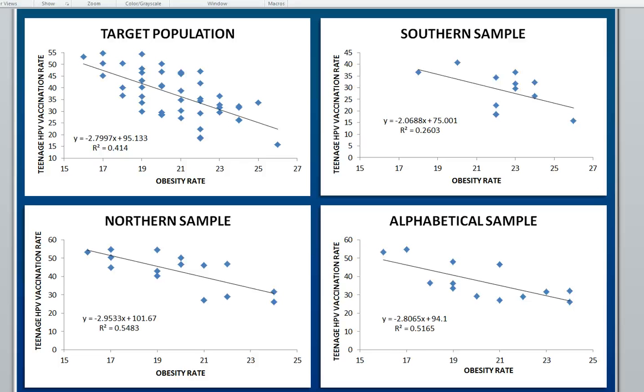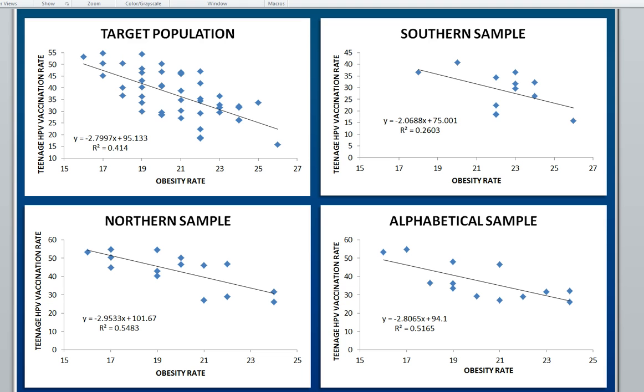But if you look at the equation, you can see how it's changed. In the target population, the X variable is 2.79. In the southern sample, 2.0. The intercept in the target population, 95. The intercept in the southern sample, 75. The same thing would happen if I just sampled northern states. I would get a skewed slope, and I also get a skewed intercept.